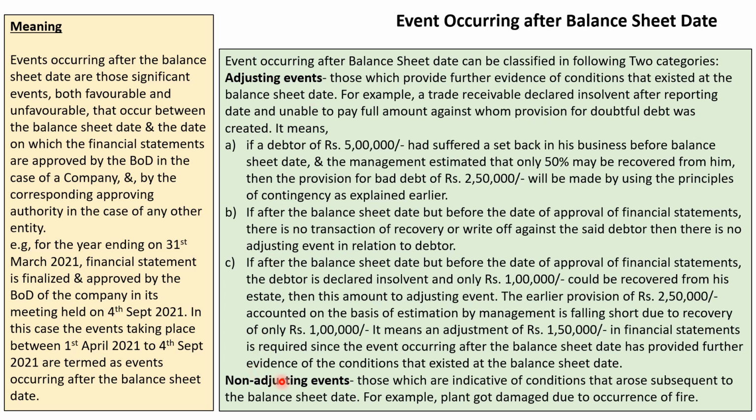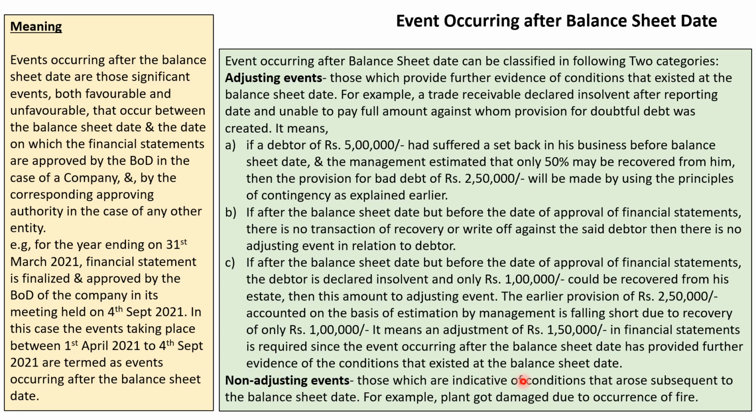And the second type of events are non-adjusting events. That means these events are happening after the balance sheet date and before maybe the date of approval by the board of directors. So they are within that time period, but they are of such nature that they are not going to change the financial position as on the date of balance sheet. Therefore, we will not be changing the items of P&L account and balance sheet.